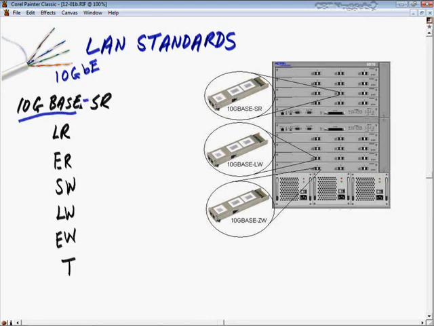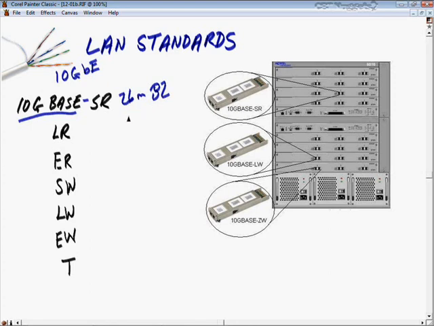Over multi-mode fiber cabling, it has a range of about 26 meters or 85 feet. And depending upon the cable type, it can go up to 82 meters or 270 feet. Actually, with new types of cabling, it's actually gone way beyond that.